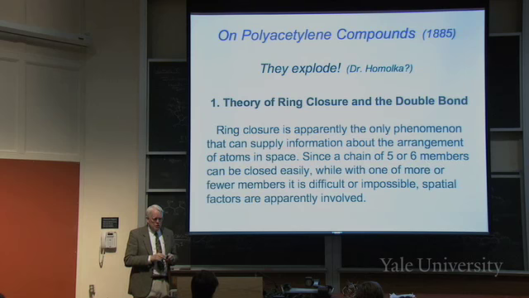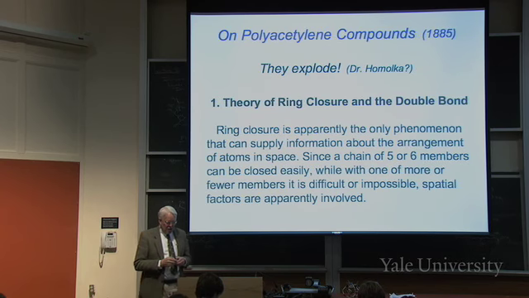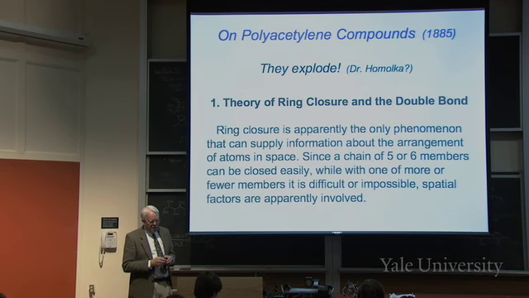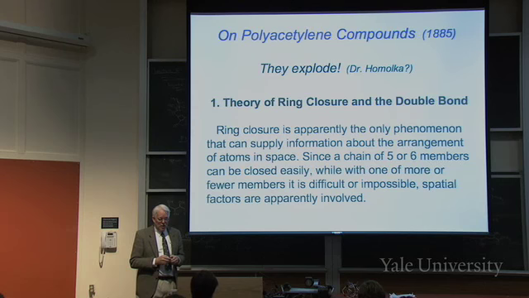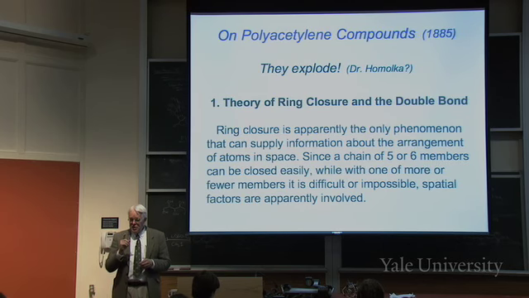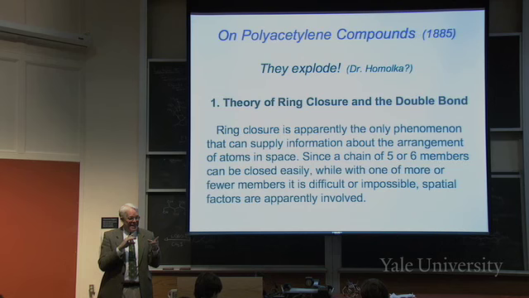Okay, so ring closure is apparently the only phenomenon that can supply information about the arrangement of atoms in space. This is 10 years after Van 't Hoff. Since a chain of 5 or 6 members can be closed easily, while one of more or fewer members is difficult or impossible, spatial factors are apparently involved. And you know, we already talked about a case like this, where you tell something about arrangement in space from the ability to form a ring. You remember what that is? Anybody?